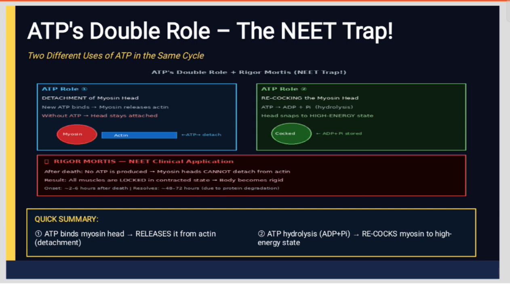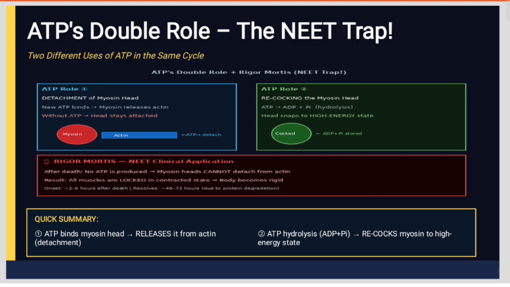ATP's first role is in the detachment of the myosin head. After the power stroke, the myosin head is stuck to the actin in the rigor configuration, a low energy, strongly bound state. To release it, a fresh ATP molecule must bind to the myosin head's ATP binding site. This binding reduces the myosin's affinity for actin and the cross bridge detaches. No ATP, no detachment.